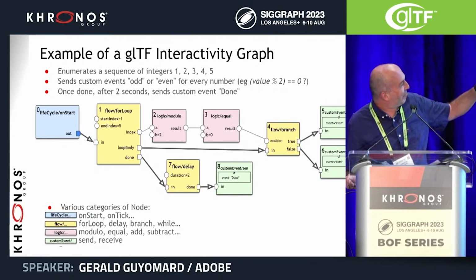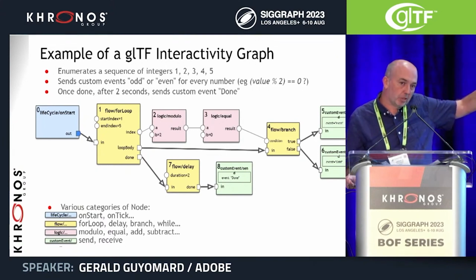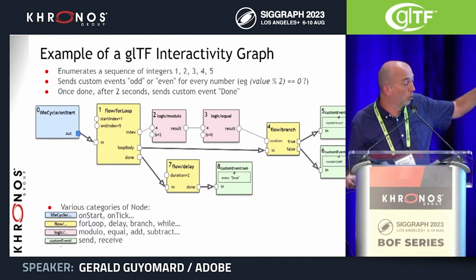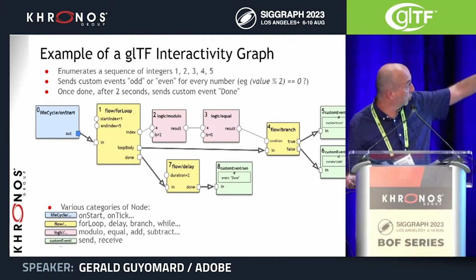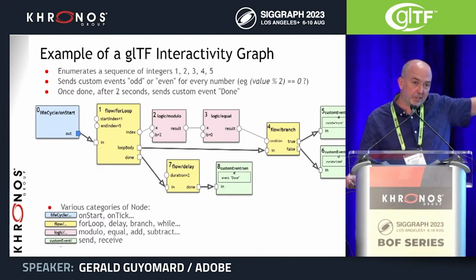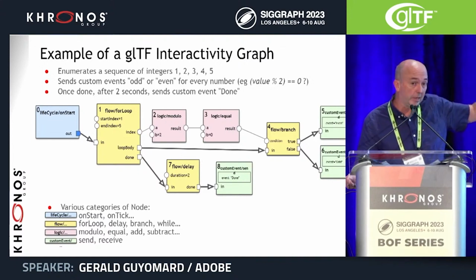So you see the various color coding on this graph. It represents the categories of the node. A node is defined by its type. For example, the first one you see on the left, the blue one, the lifecycle on start, is going to be activated. So the action corresponding to it is going to be run at the very beginning.